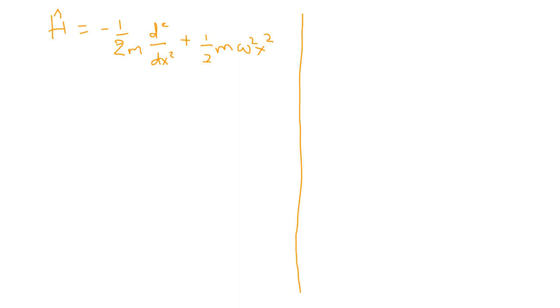So let's say that for some reason you couldn't solve the Schrodinger equation, so you couldn't get what E_n was, and you couldn't get what psi_n was. But you're really interested in the ground state.